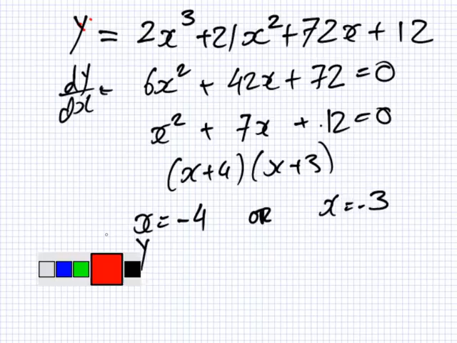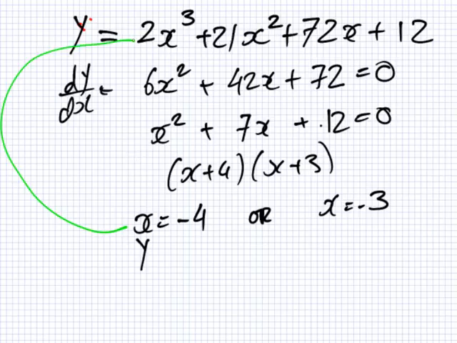And then we put these values back in here to get the y's. Did somebody do this already? What's this y? Minus 68? And then here? Minus 69. Okay. Let's have a look at the graph here.